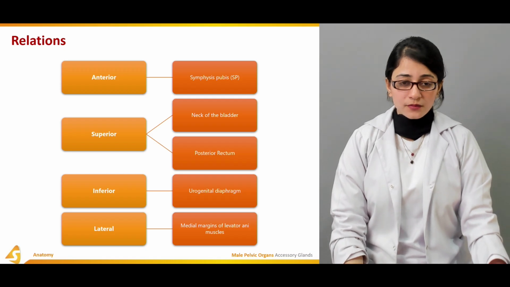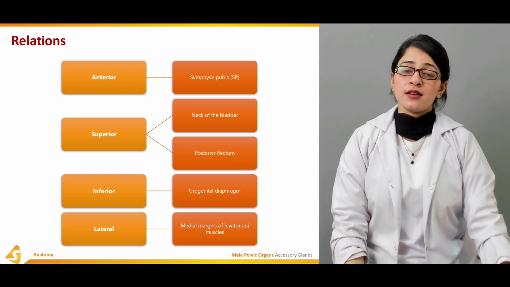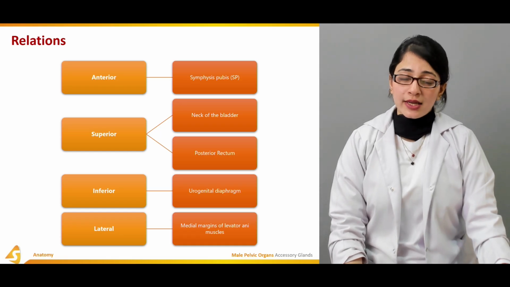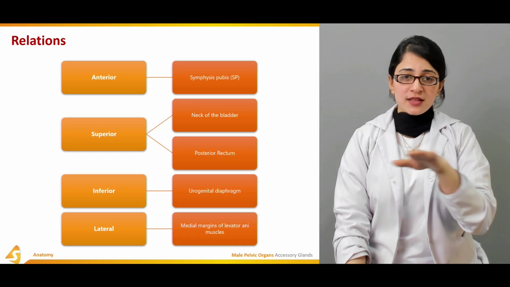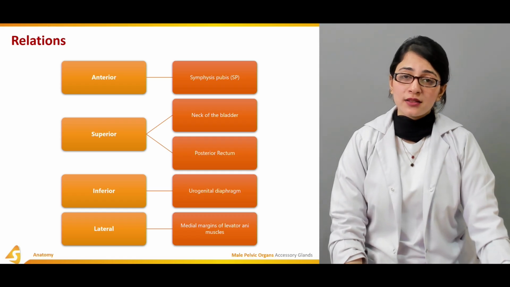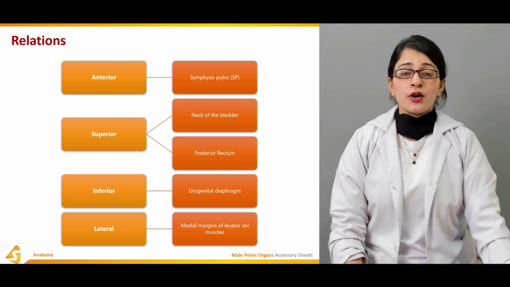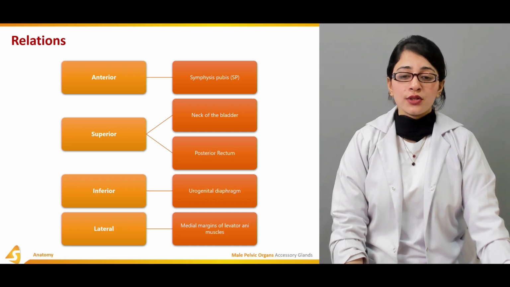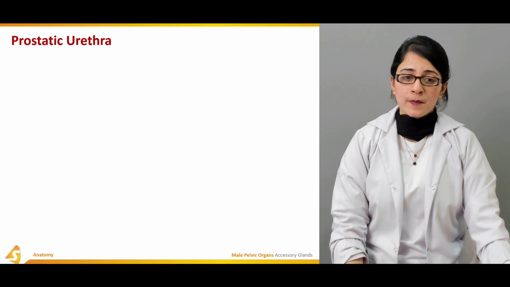muscles. So we have four things present here. Anteriorly we have symphysis pubis, inferiorly we have the urogenital diaphragm. Talking about the superior surface, we have the neck of the bladder and the rectum located here. On either side, on the lateral sides, we have the medial margins of the levator ani muscles.